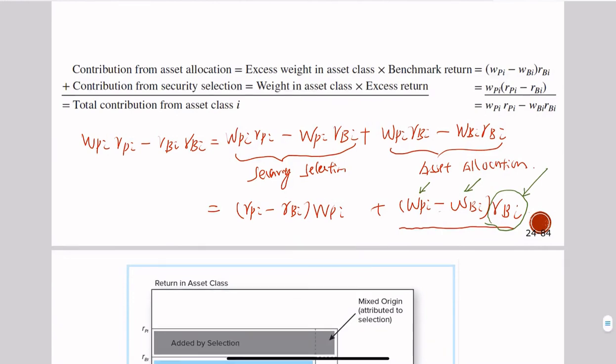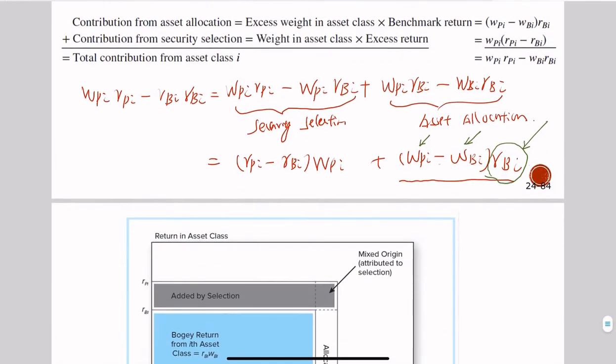So okay, let me give you an example. Let's say this W_Pi is 20%, and this W_Bi is 10%. Let's say R_Bi is 5%.